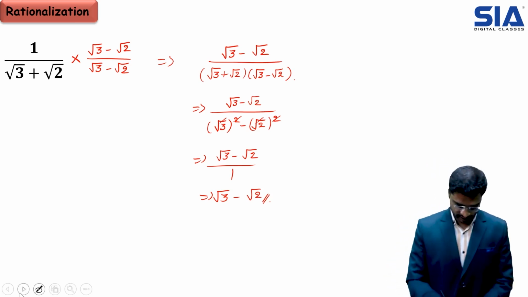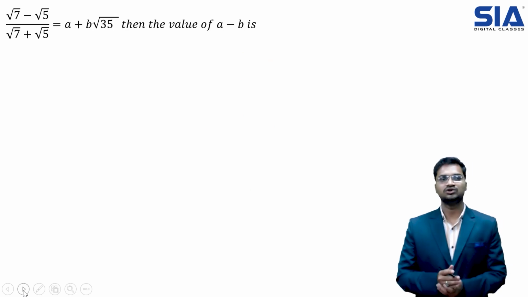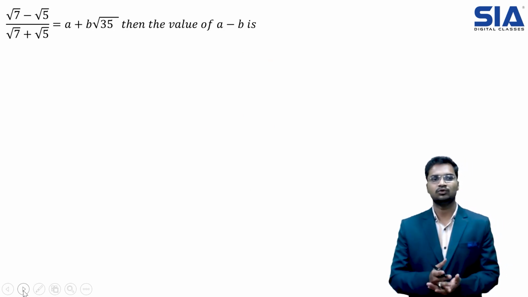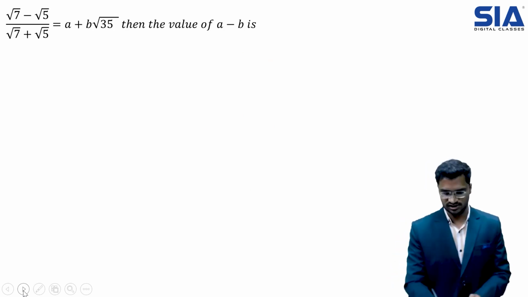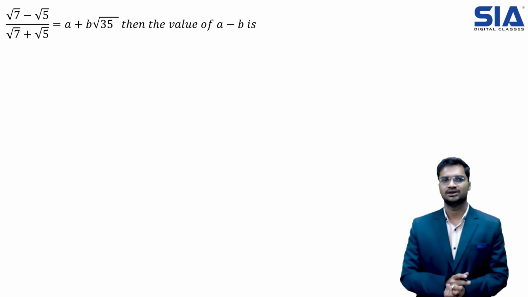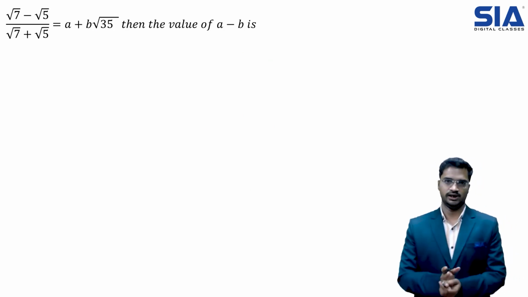Okay, now coming to the next one, which says root 7 minus root 5 divided by root 7 plus root 5 is equal to a plus b root 35. A plus b root 35.